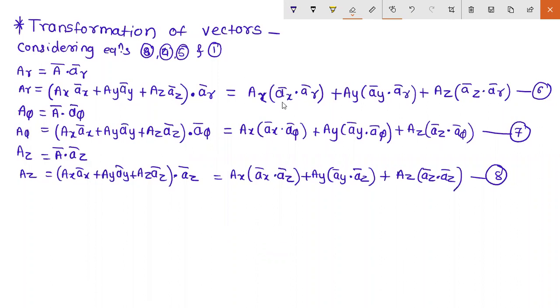Now your task starts. Here we have to find the dot products. Concentrate for this point, important. Now here we have to find the dot products. Suppose here first we have to find A bar X dot A bar R.